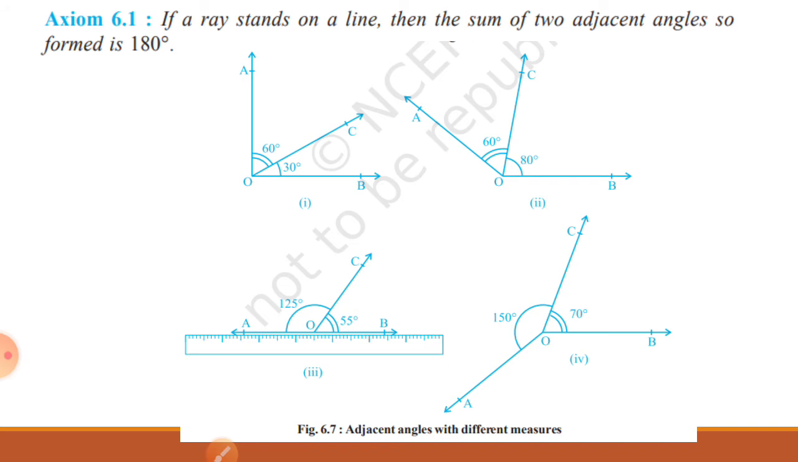Can we write axiom 6.1 the other way, that is, take the conclusion of axiom 6.1 as given and the given as the conclusion? So it becomes: if the sum of two adjacent angles is 180 degrees, then a ray stands on a line, that is, the non-common arms form a line.